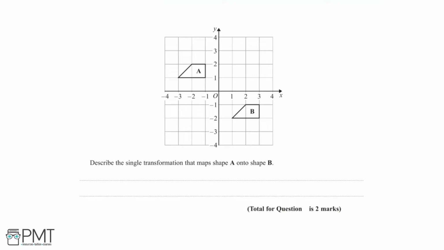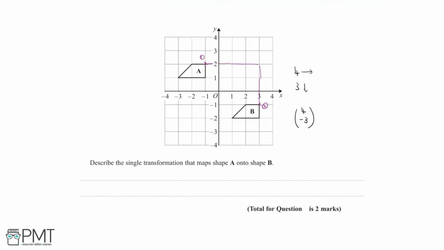So we've identified that this is a translation, but we need to be able to identify the vector by which A has been translated. We can do this by choosing a certain point. Looking at the same point on both shapes, to get from this point, which we'll call 1, to point 2, we need to move 1, 2, 3, 4 spaces to the right, and 1, 2, 3 spaces down. And so a vector that goes 4 spaces to the right and 3 spaces down can be written as (4, -3).